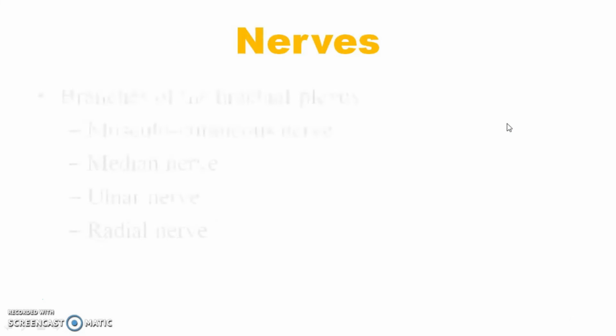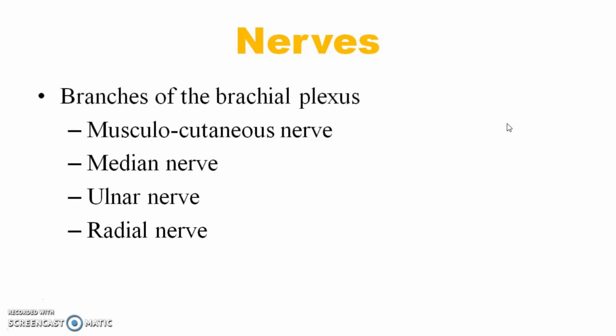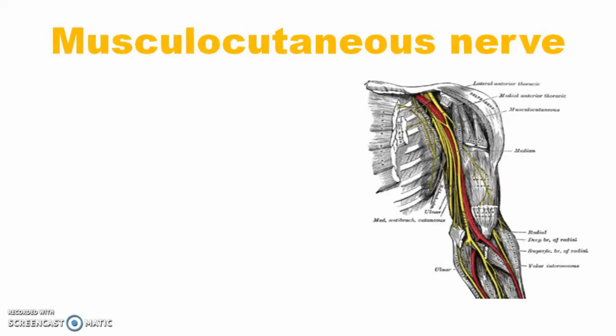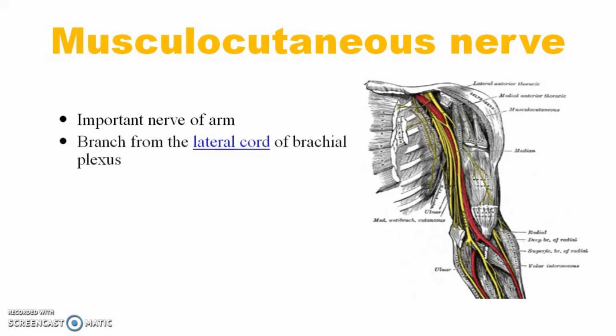And now going for the details of nerves. The nerves, branches of the brachial plexus, are the musculocutaneous nerve, median nerve, ulnar nerve and radial nerve. The musculocutaneous nerve is the major nerve supplying the arm region muscles. The name itself indicates it is going to supply the muscle first, then after it continues as a sensory nerve, which supplies the skin of the particular area. So we are calling this the musculocutaneous nerve.